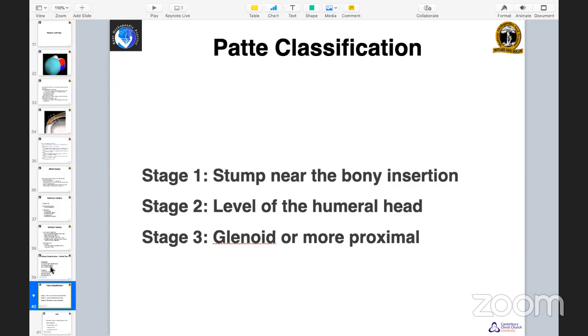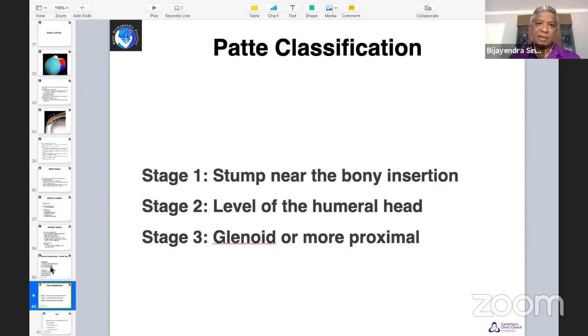Sorry, we were discussing the classification for the rotator cuff tears. And as I was alluding, this is the classification which comes in quite handy for clinical decision making, because this helps me advise patients about the tear itself and what to expect.